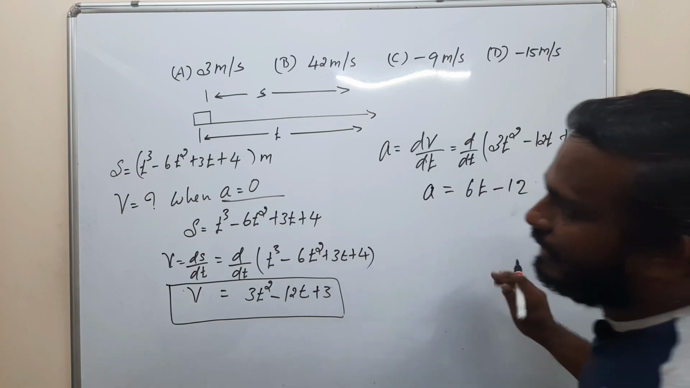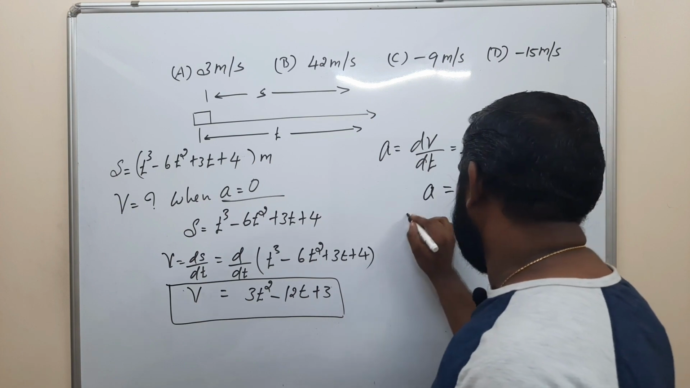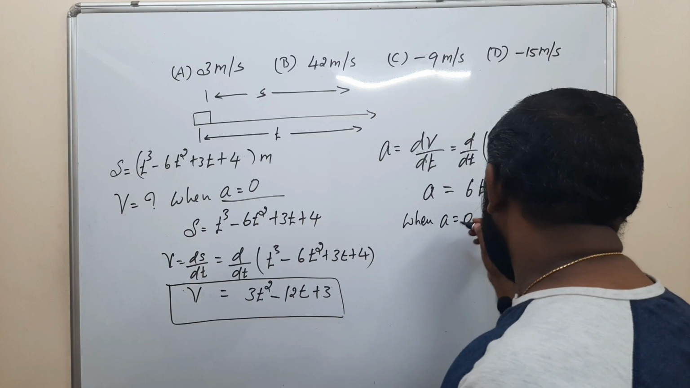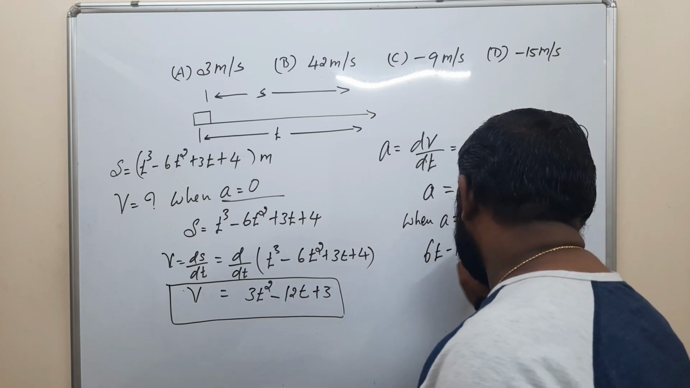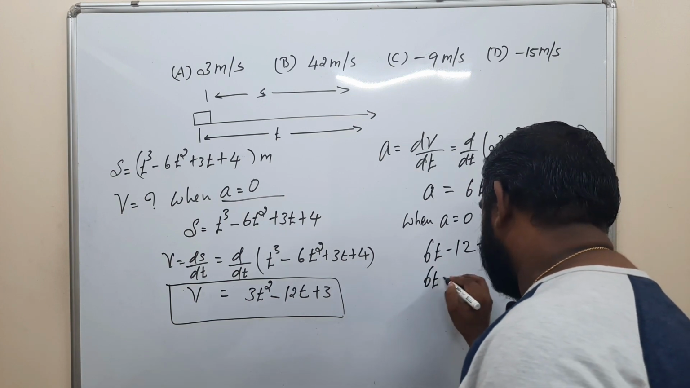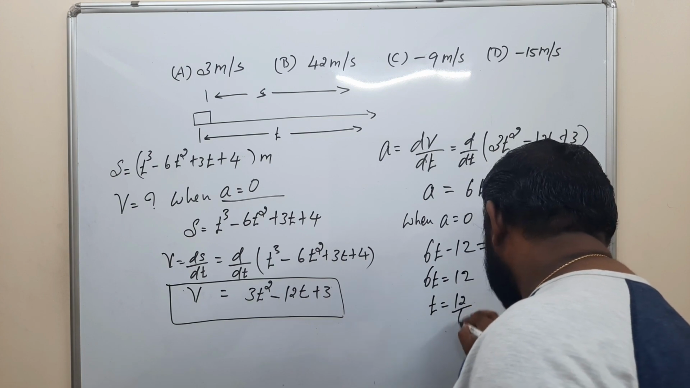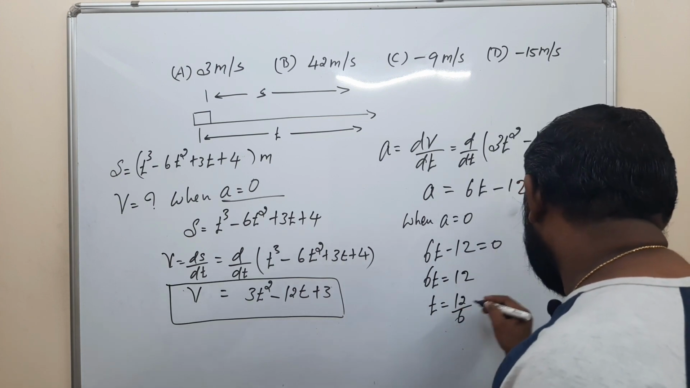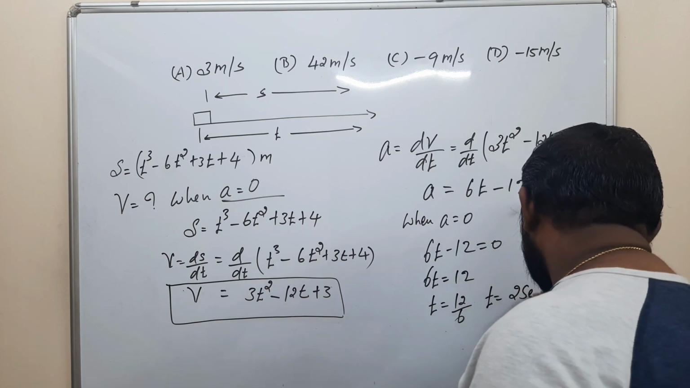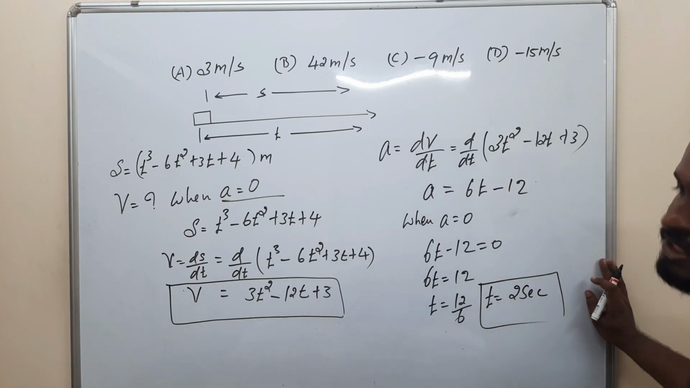So we have to find the velocity when acceleration is equal to 0. When acceleration is equal to 0, that is 6t minus 12 is equal to 0. So 6t is equal to 12, so t is equal to 12 by 6, that is t is equal to 2 seconds. At the time t is equal to 2 seconds, the acceleration becomes 0.